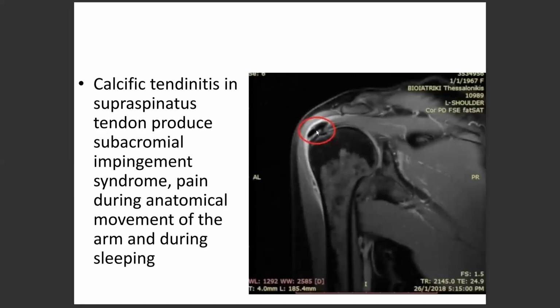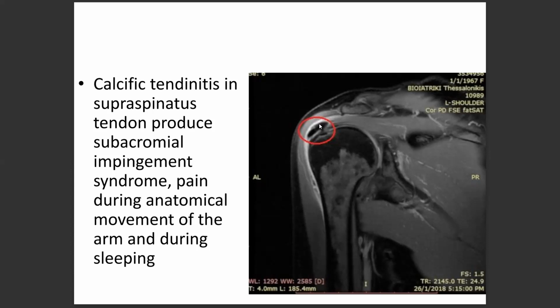Now we can see here a black dot, just like the bone, it looks darker. Then what is this thing within the bright color? This black color is basically a deposition of calcium. This is the tendon of the supraspinatus. This is the acromion. This is the skin. This is the humeral head. This is the muscle of the subscapularis. This is the tendon of the subscapularis.